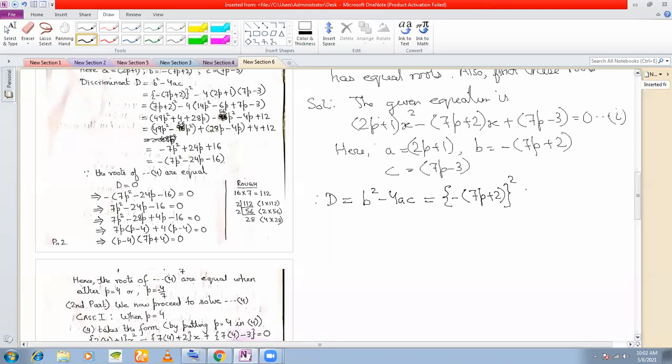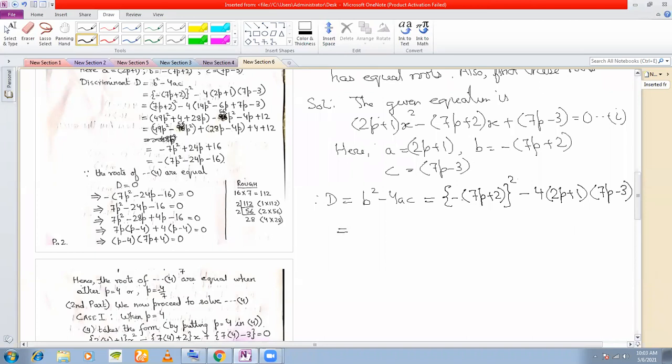Okay, minus 4. See how I'm writing. You need to maintain the brackets, and you need to be very mindful of the brackets and the negative sign. A is 2p plus 1 and c here is 7p minus 3.